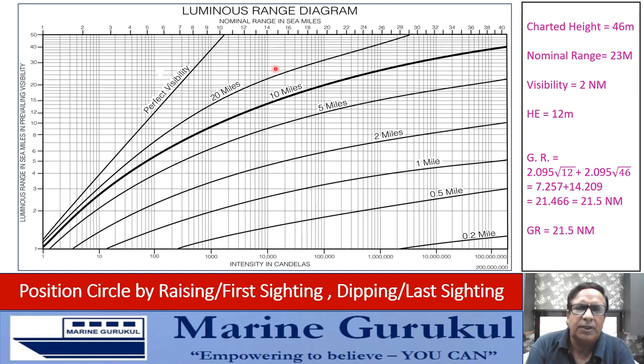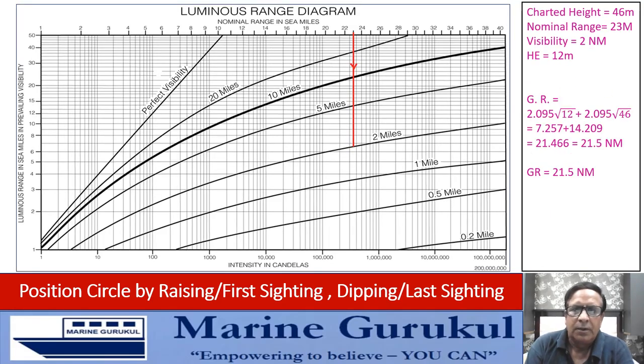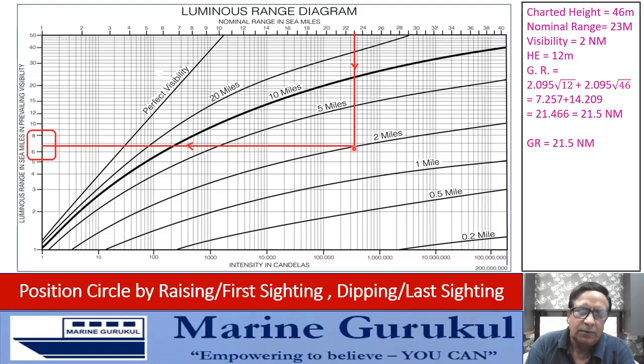Now we use this luminous range diagram with this nominal range of 23 miles and visibility of 2 nautical miles given in the question to get the PLR. You can see here from 23 miles we come down to the 2 miles visibility curve, and from here we go to the y-axis on the left side, and from here we read off the present luminous range, which is 6.7 nautical miles. So we get GR of 21.5 nautical miles, PLR of 6.7 nautical miles.